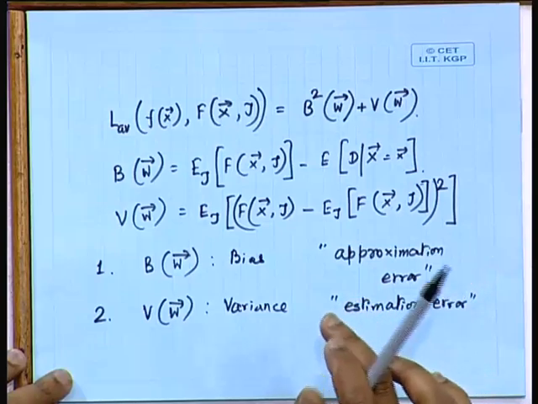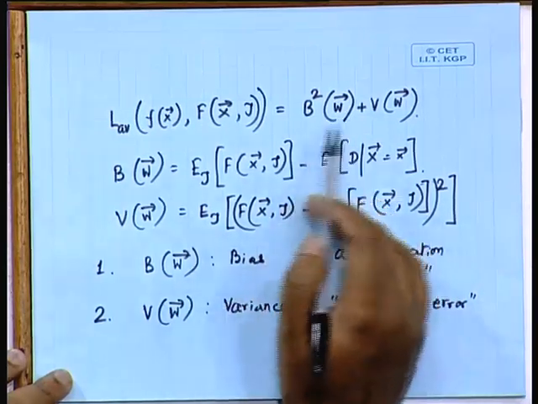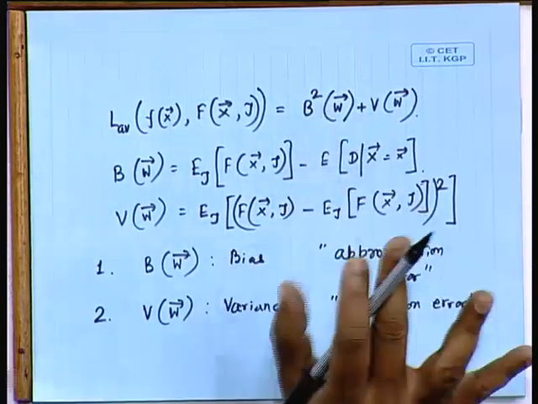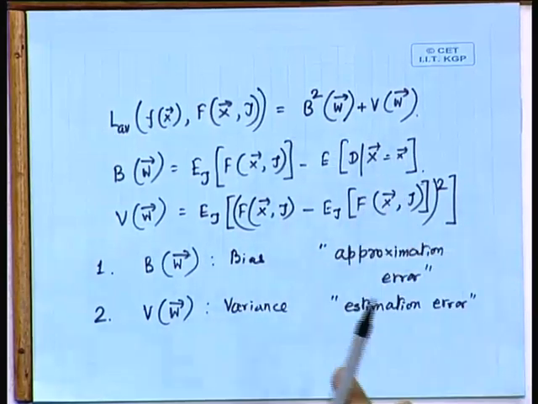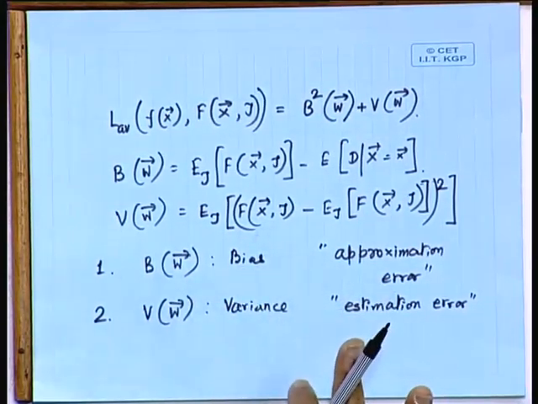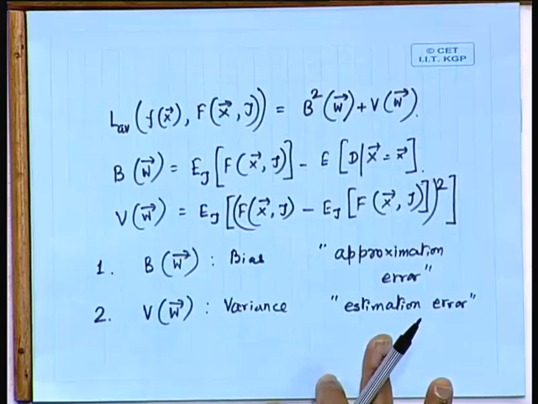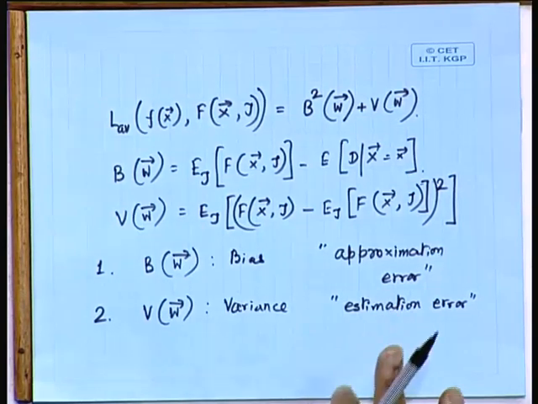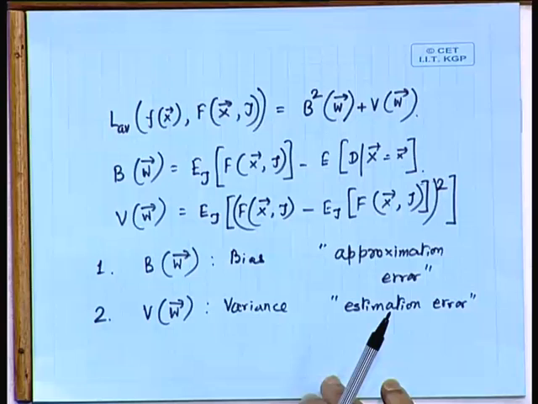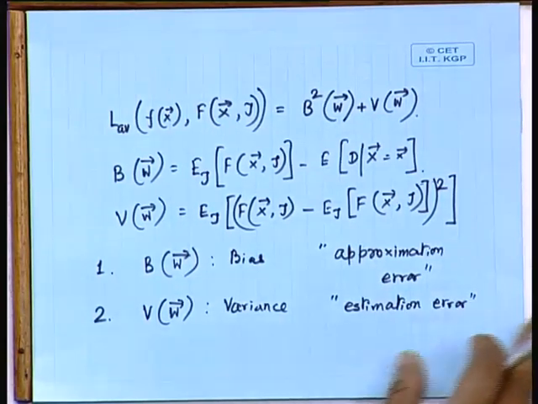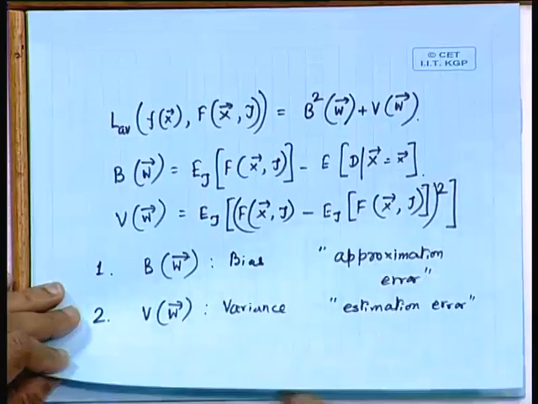Effectively we just simplified this by avoiding that E tau expression outside, but in effect, we understand that there are two quantities that we have to bother with. That is, one is the bias and the second is variance.